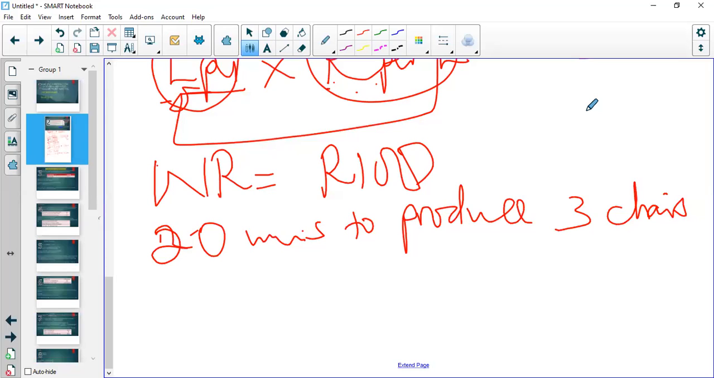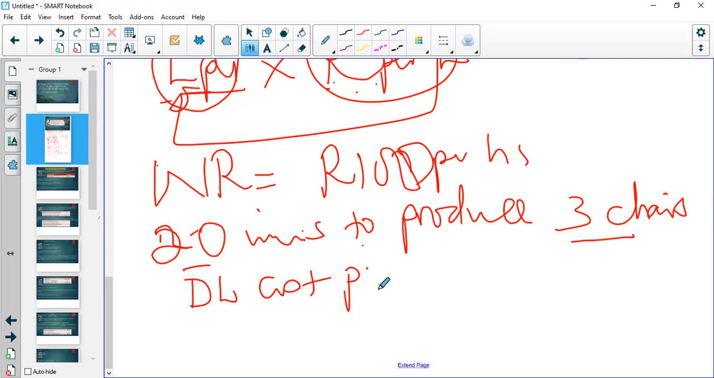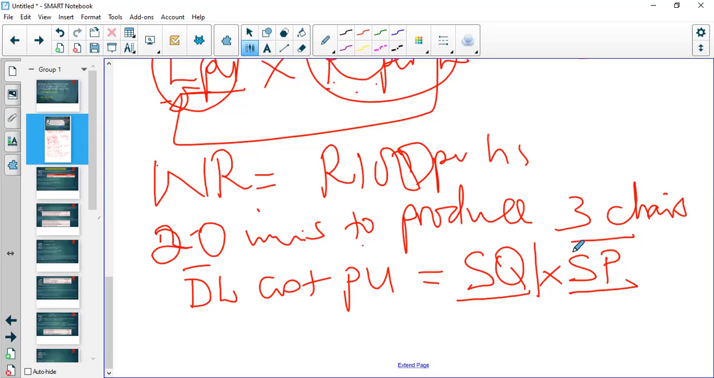And remember, our cost object is a chair, not 3 chairs. So it takes us 20 minutes to produce 3 chairs, and the cost is 100 rand per hour. What we need to determine is the cost of the labor per unit. So we say direct labor cost per unit is going to be equal to the standard quantity of labor multiplied by the standard price of labor. In other words, how much time do we need to do a single chair times the price per that amount of time.